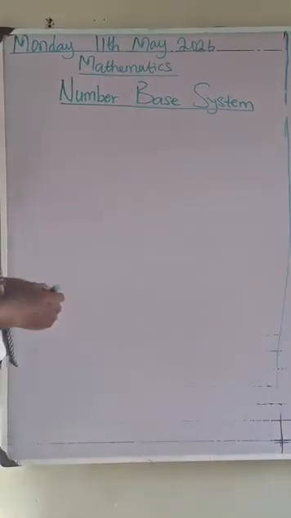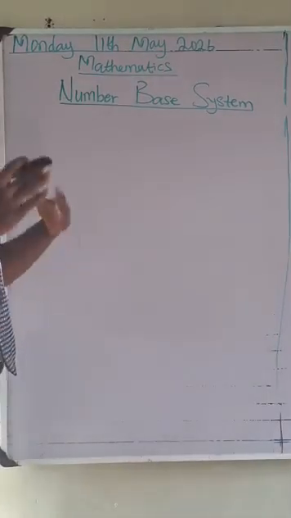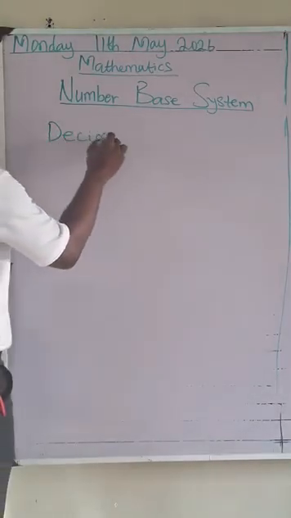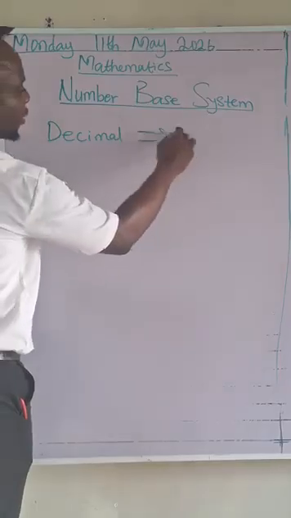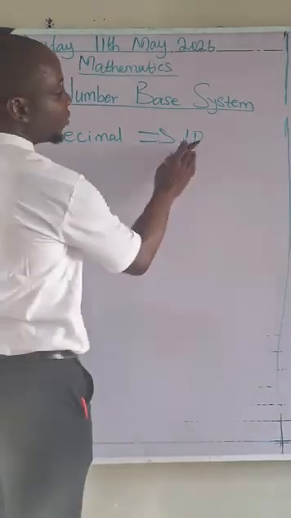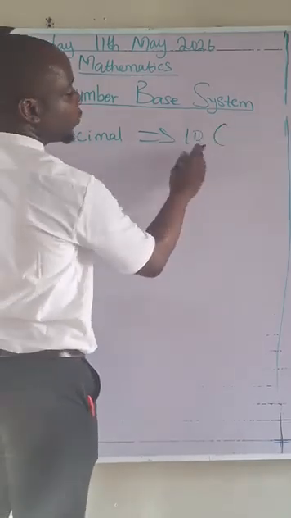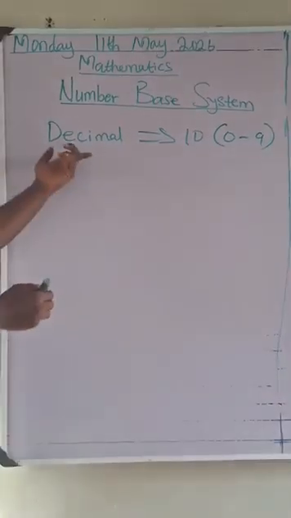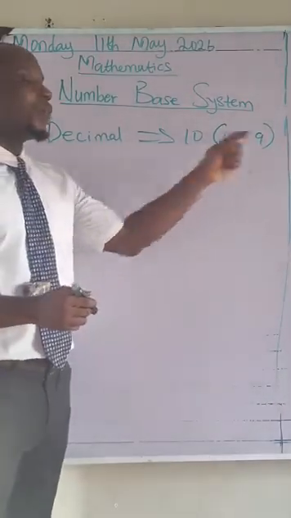Very simple. Now in number systems, we have a lot of things we're going to talk about. We have the decimal, which is a number in base 10. Okay, so we do our decimal. Decimal is a number in base 10, which ranges from 0 to 9. So decimal contains numbers between 0 and 9.